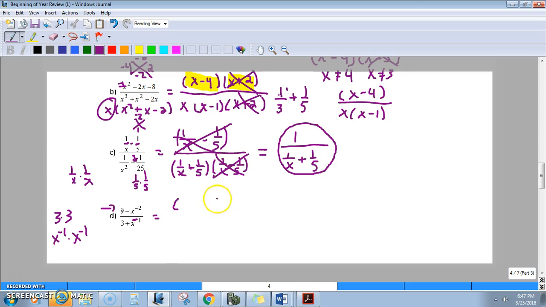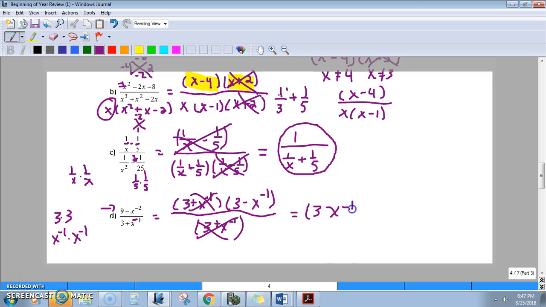So the numerator is going to be 3 plus x to the negative 1 times 3 minus x to the negative 1. And we cannot simplify the denominator anymore, but look, you guys, we have 3 plus x to the negative 1. So obviously those cancel, and our most reduced answer here is 3 minus x to the negative 1. I guess you could write that as 3 minus 1 over x. I don't know if that makes it any better or not, but remember, I can make that exponent positive by putting it on the denominator.